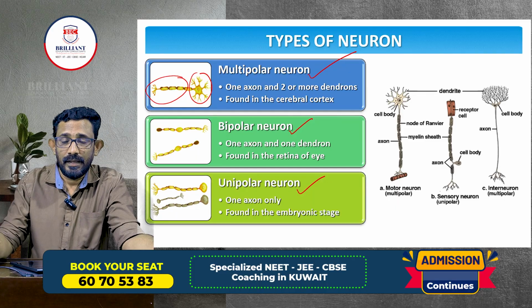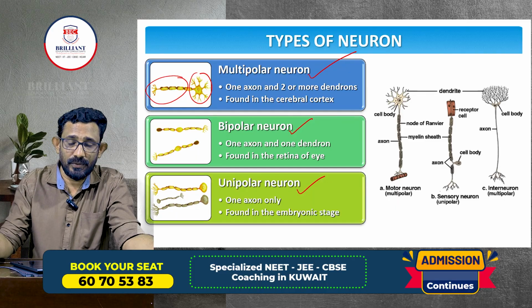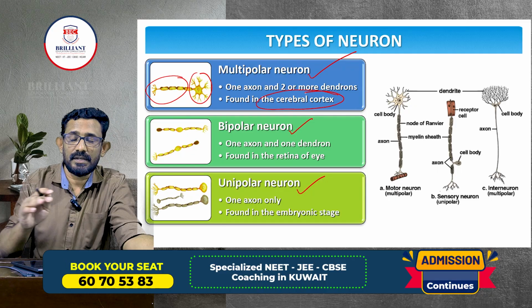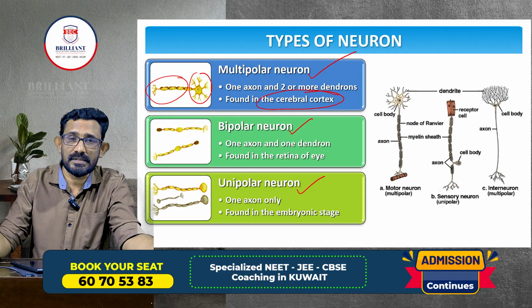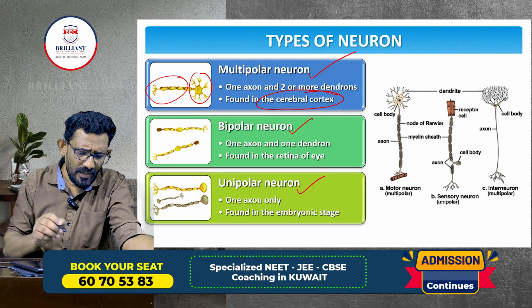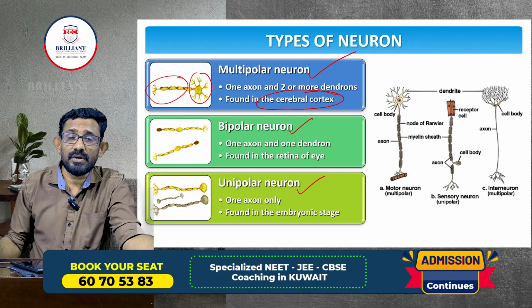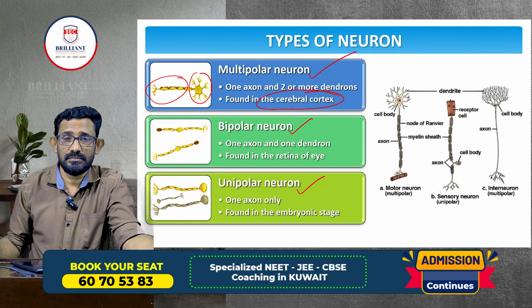And the location of the multipolar neuron: multipolar neurons are usually seen in the cerebral cortex. That means our cerebral cortex is entirely made up of multipolar neurons. And the second type of neuron is known as the bipolar neuron.